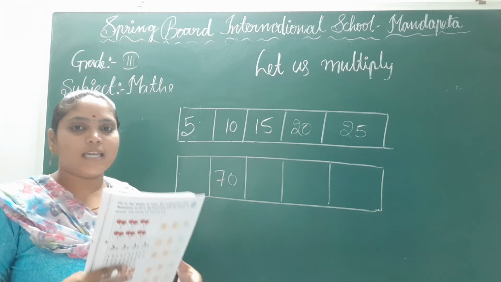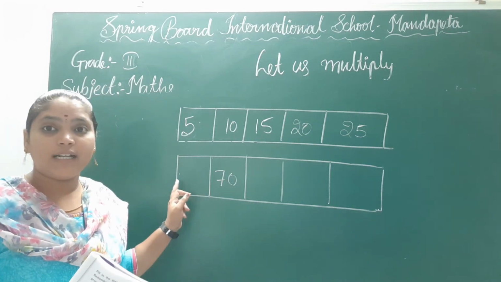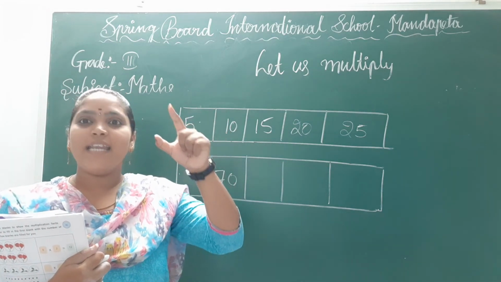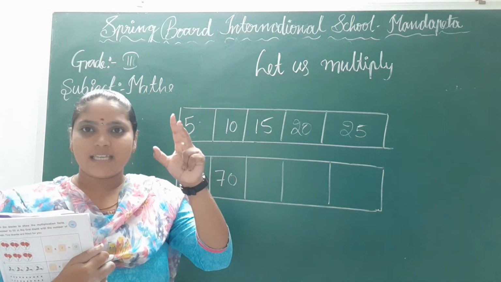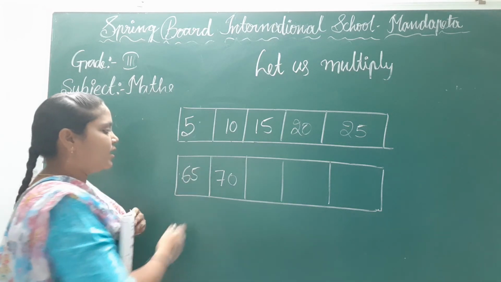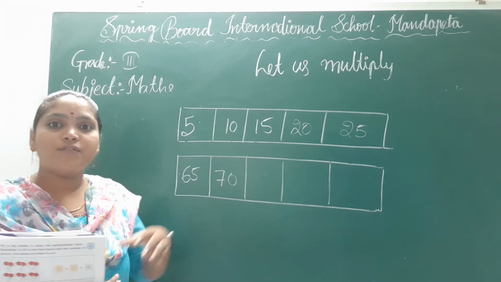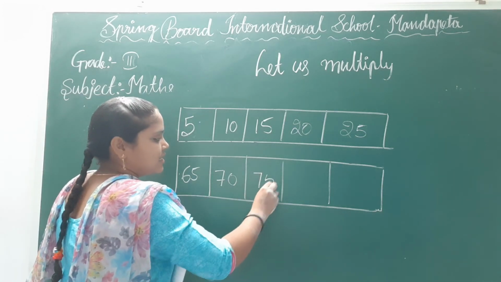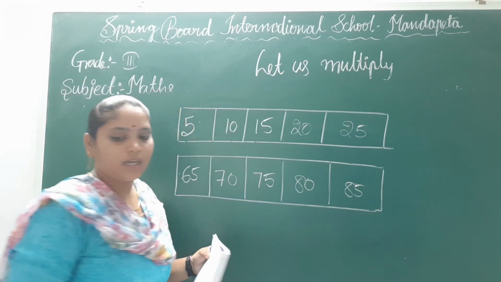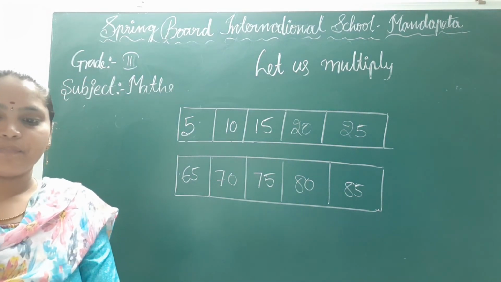Now shall we go to the second one? Here 70 is given. So what is the number before 70, with skip counting of 5? Before 70 are 69, 68, 67, 66, 65. First write 65 here. Now 65, 70. Now skip counting after 70, in 5s: 75, 80, 85. Okay, children, completed.